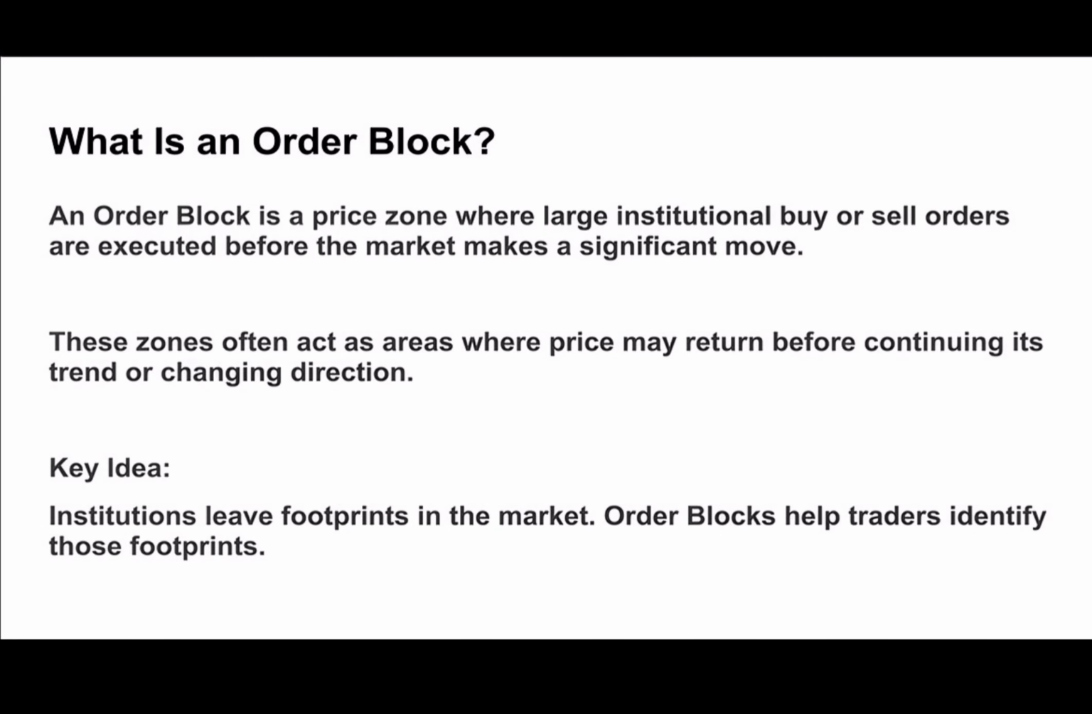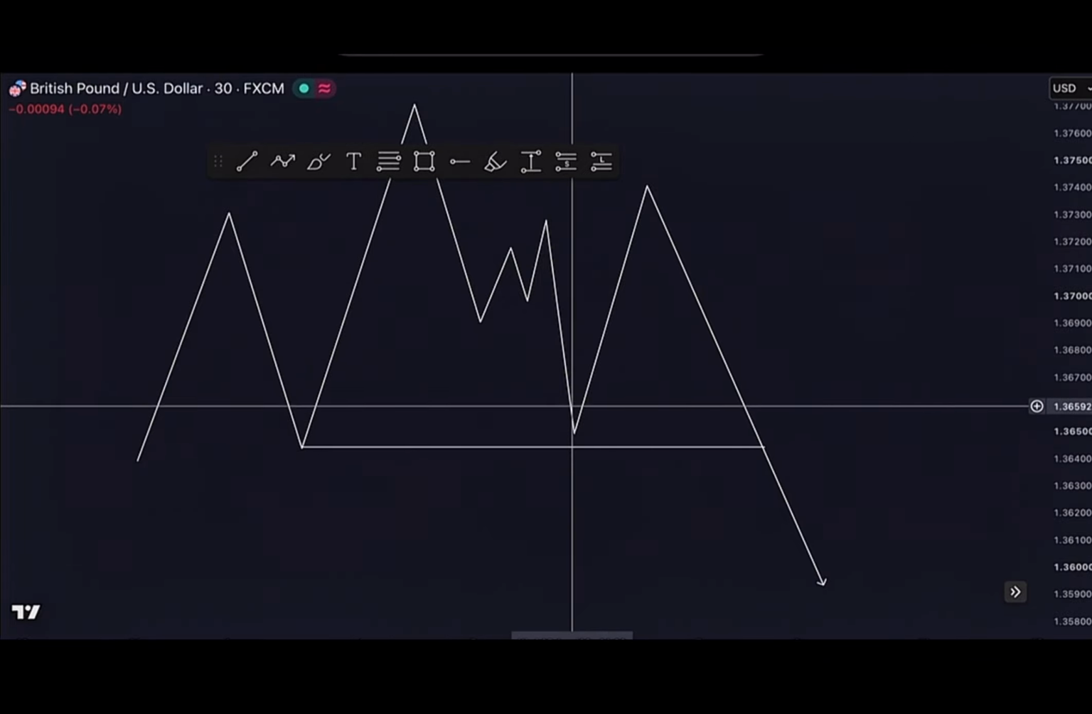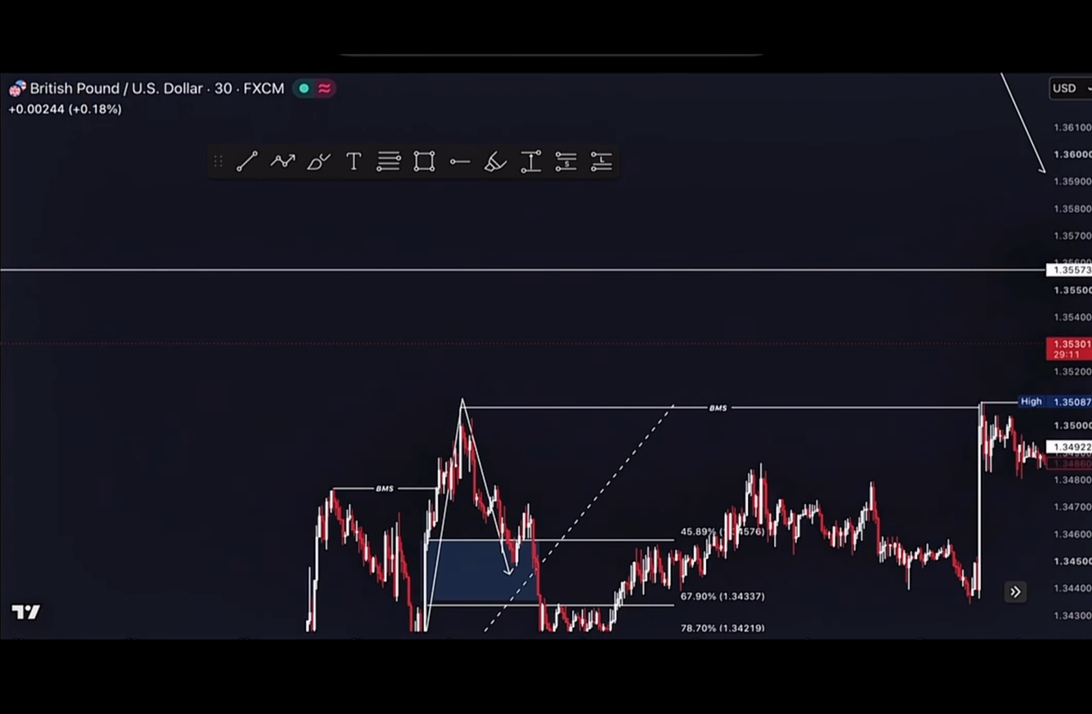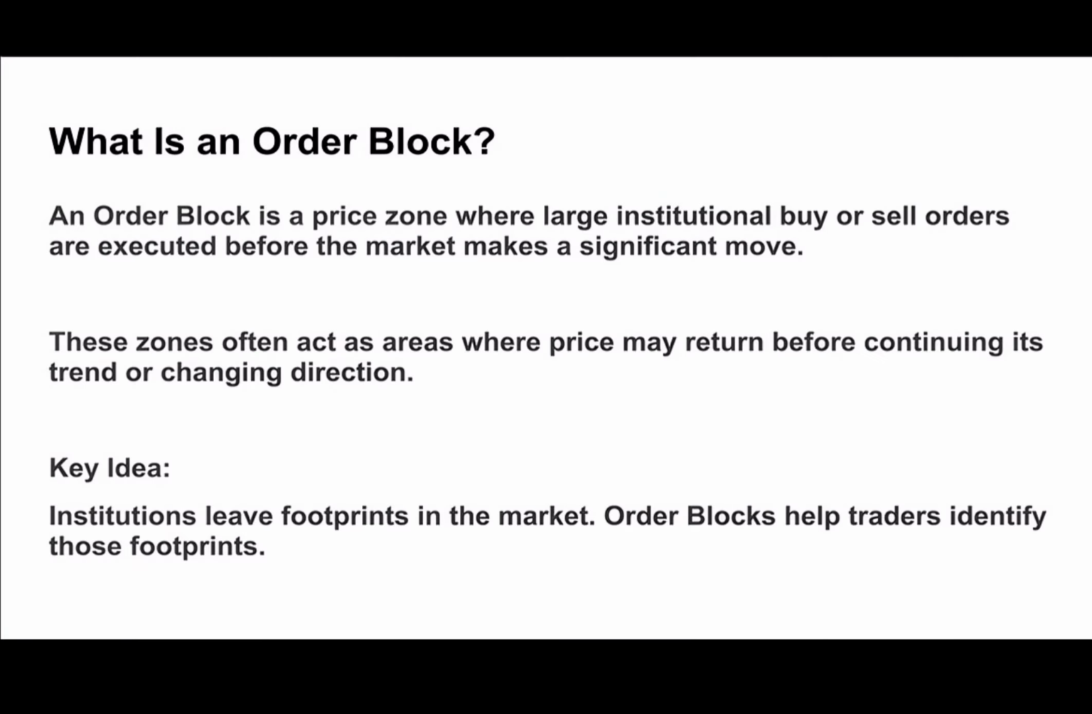That is what this message right here is trying to tell you. It is where institutional buy and sell orders are being executed, and it makes a significant move, which I explained here, that it will make a significant move up, just like it did at this area, where it made the move up here. This often acts as an area where price may return before continuing its trend or changing its direction.